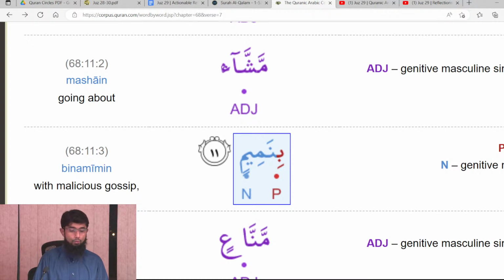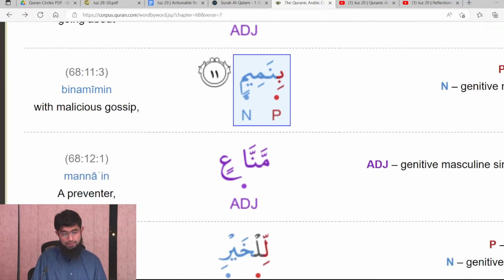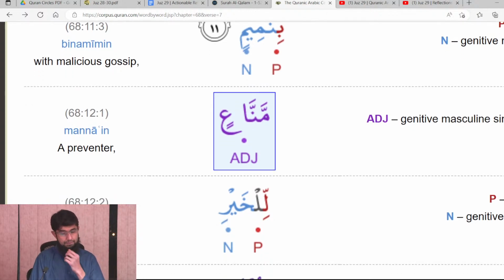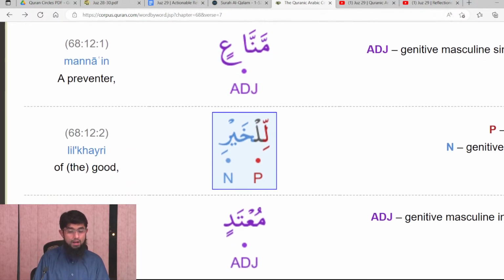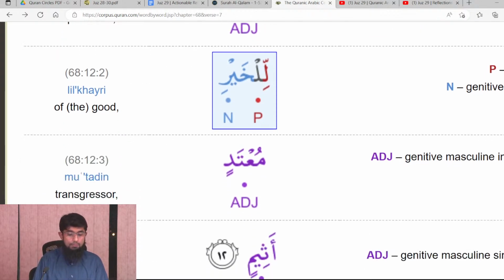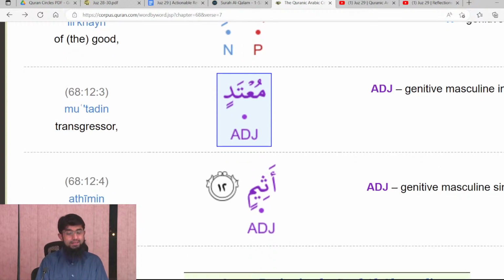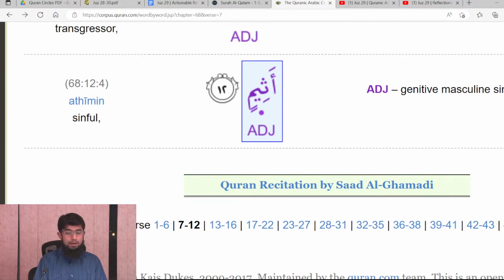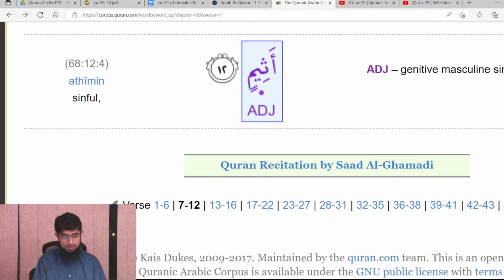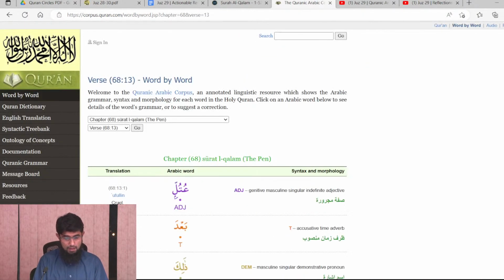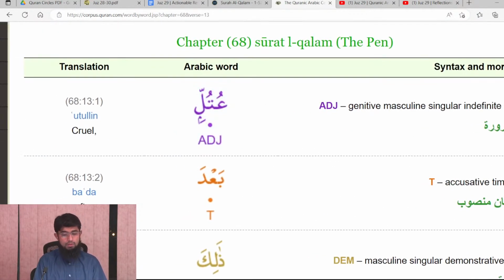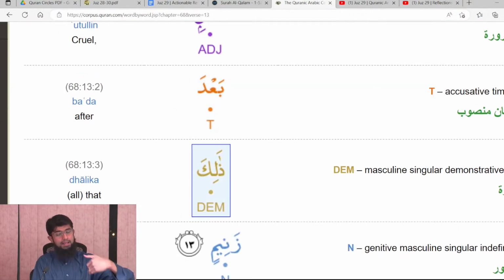Binamim, with, so be with, namim, malicious gossip. Manna, to prevent. Okay, from mim, nun, ayn. Lil khayri, okay. Mu'tad. So now you have to repeat it. Mu'tad, the one who transgresses, right? The one who has the quality of ayn ta dal, the one who transgresses. Utud. Athim, sinful. Athim, ithm is to sin. Hamza, tha, mim, to sin. It's a sin. Athim, the one who sins, sinful. Utullim, cruel.